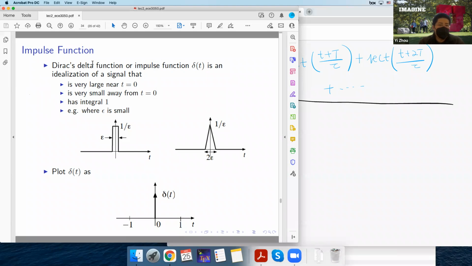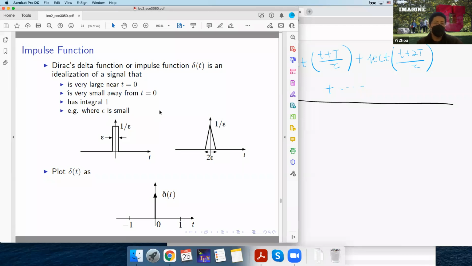The impulse function, or sometimes we call it the delta function, is an idealized signal that satisfies the following definitions. It is very large near the origin. In fact, we will see that at t equal to 0, the signal has infinite amplitude. And it is very small away from the origin. And the integration of the signal over the entire time domain is equal to 1.